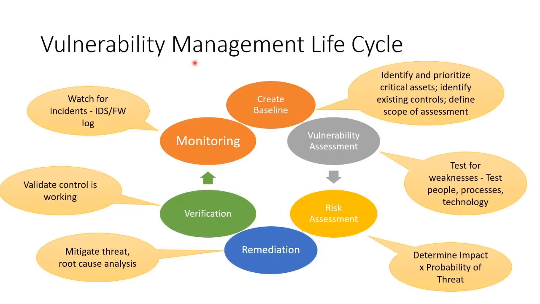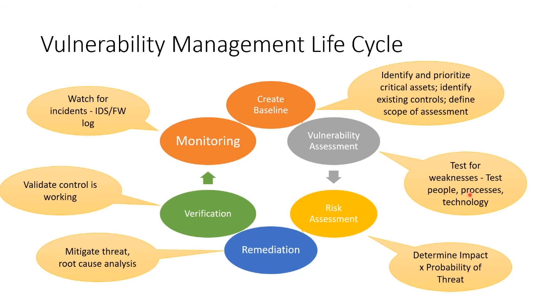Now, managing vulnerabilities, like everything, has a life cycle. And here is the classic life cycle. You start with creating a baseline. This means you identify what's critical. You identify existing controls, and you define how far you're going to assess the scope. You then go ahead and do your vulnerability scan. You test for weaknesses.